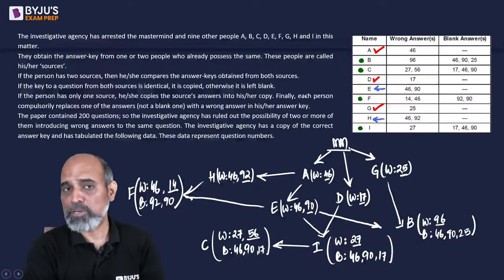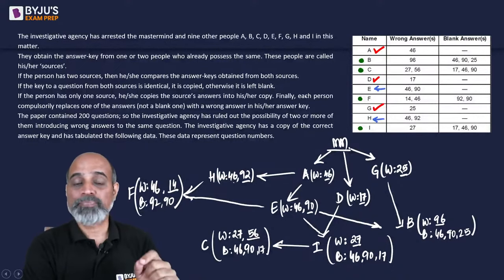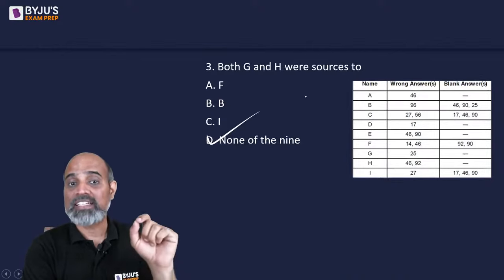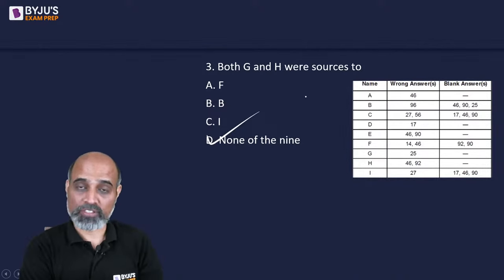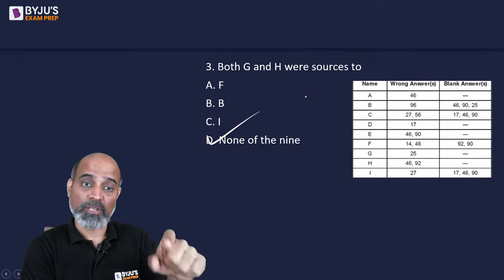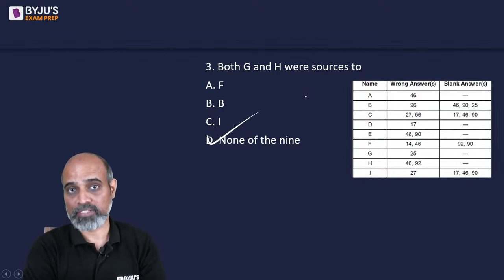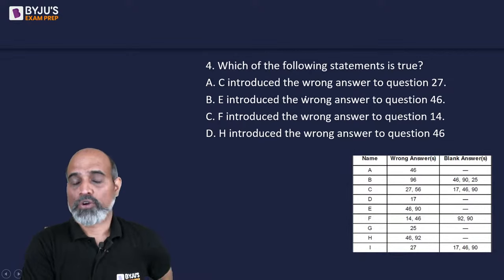Okay, there is nobody in G and H either. Can we say from here that it's not G and H who are sources? This question can also be read as G and H are sources, both of them are sources, rather than who are the sources of G and H. Okay? Question number 4. Which of the following statements is true?